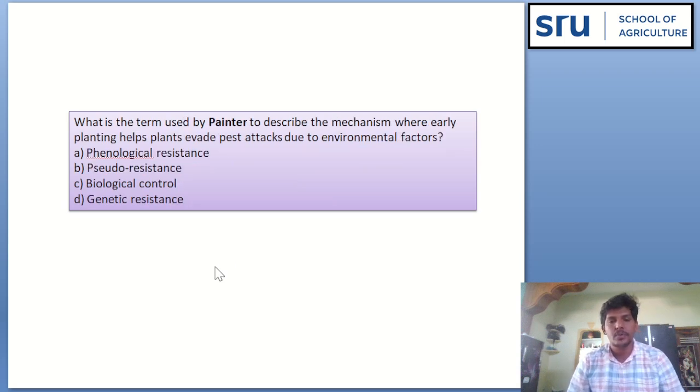What is the term used by Painter to describe the mechanism where early planting helps plants evade pest attack due to environmental factors? Phenological resistance, pseudo-resistance, biological control, genetic resistance. Here the correct answer is pseudo-resistance. Pseudo-resistance is the term used by Painter to describe the mechanism where early planting helps the plant to evade the pest attack.